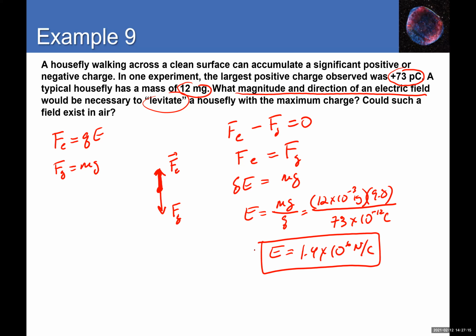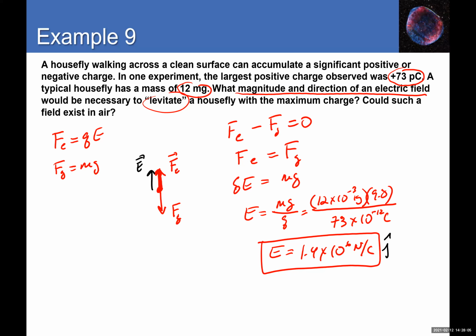Now, in terms of the direction, you have to see if the housefly, which is our particle, is positively charged or negatively charged. Remember, if the test charge, and the housefly in this case is the test charge, is positive, force and electric field would be in the same direction. And it is, right? Because the housefly has a positive charge. That means the electric field will also be in the direction of the electric force. So it will be basically J hat. I can put it like that in terms of its direction.